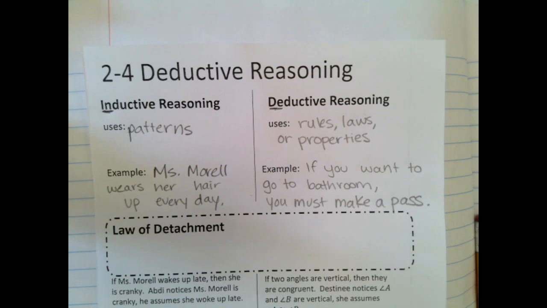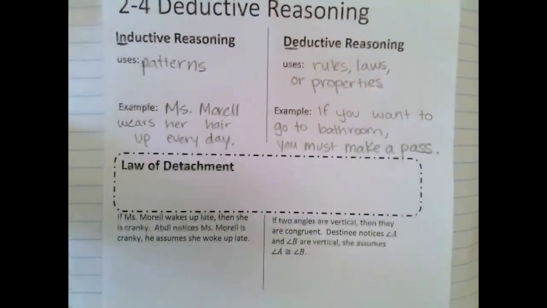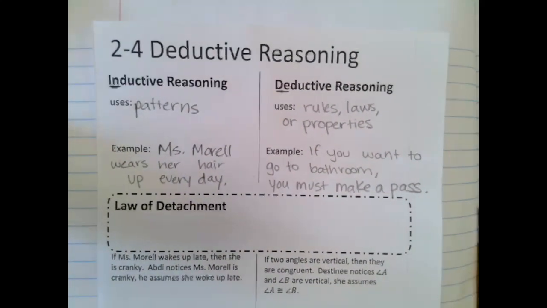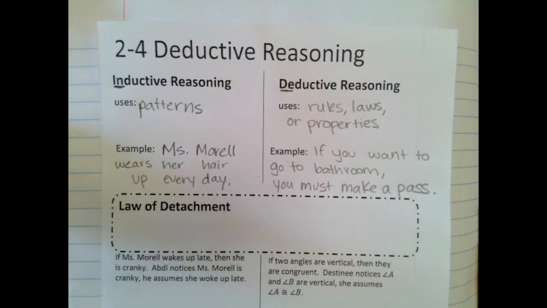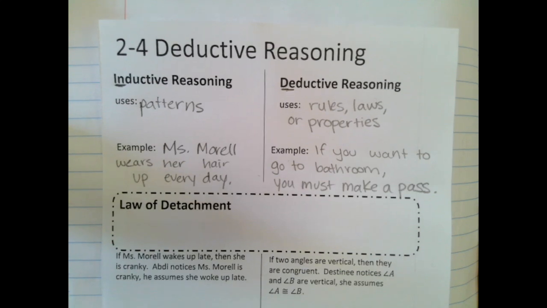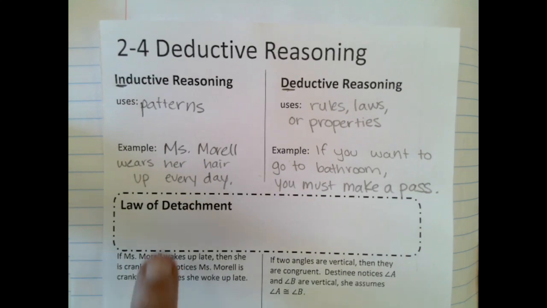All right, how are we doing? Making sense so far? So one's just based on patterns, and then one's based on an actual rule, or a law, or a property. So today we're going to focus on that deductive reasoning. We're going to focus on laws. There's 2 laws we're going to learn. There's a law of detachment, and then there's something called law of syllogism. So first we're going to talk about this law of detachment.